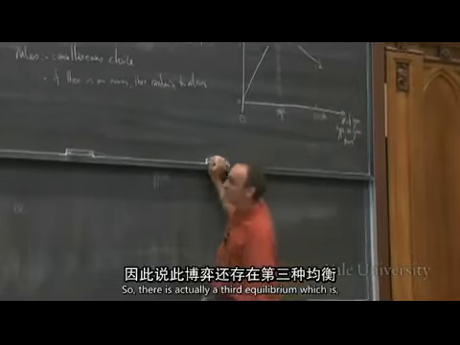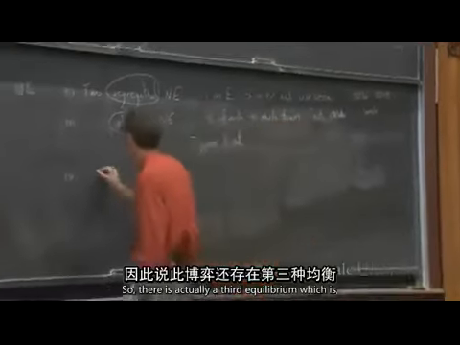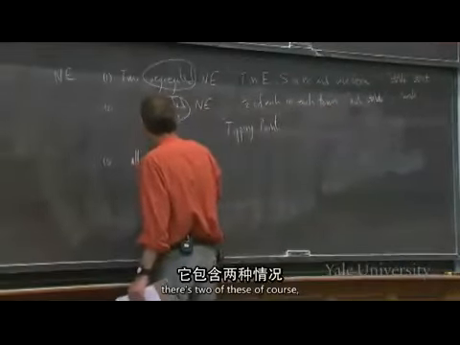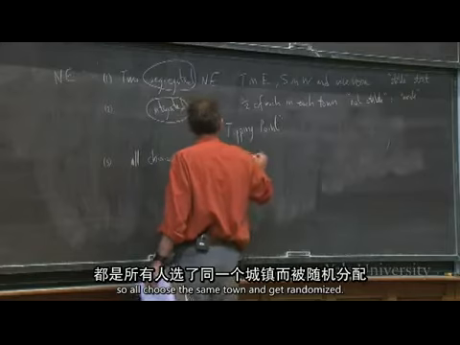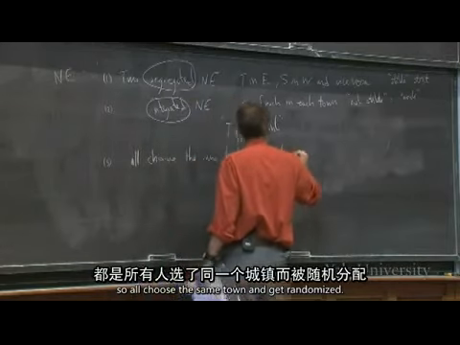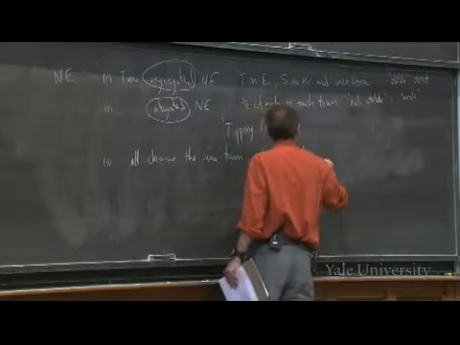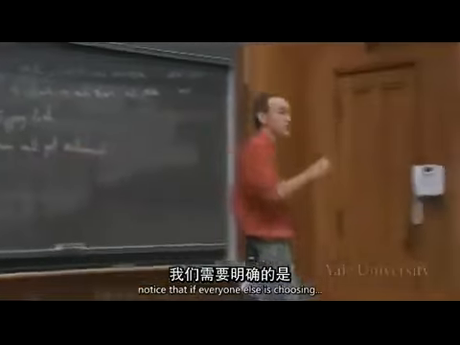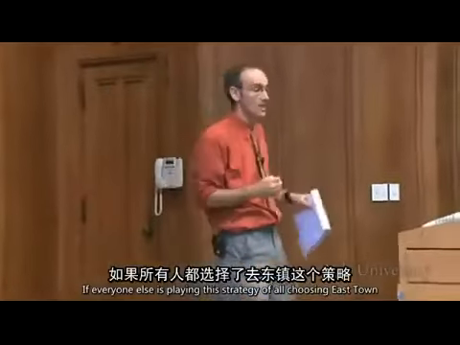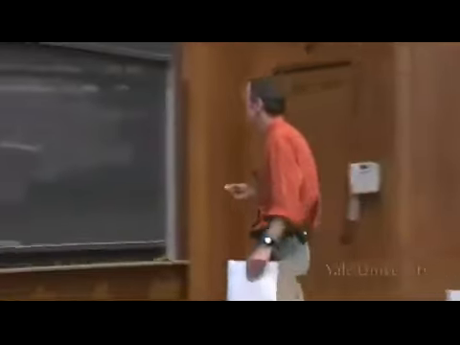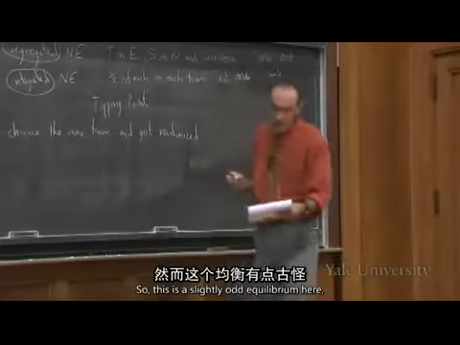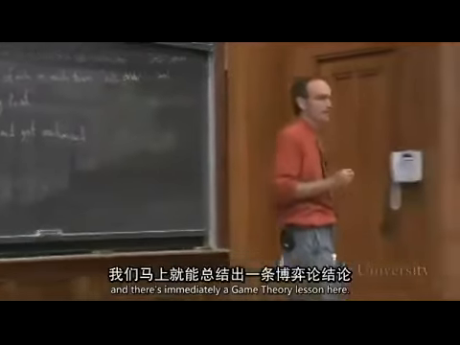All right? So there is actually a third equilibrium, which is, there's two of these, of course, so all choose the same town and get randomized. And to check that is an equilibrium, notice that if everyone else is playing this strategy of all choosing East Town and allowing the randomization device to place you, then you're completely happy to do that. You're completely happy to do the same thing. All right, so it is in fact an equilibrium. All right, so this is a slightly odd equilibrium here, and there's immediately a game theory lesson here.